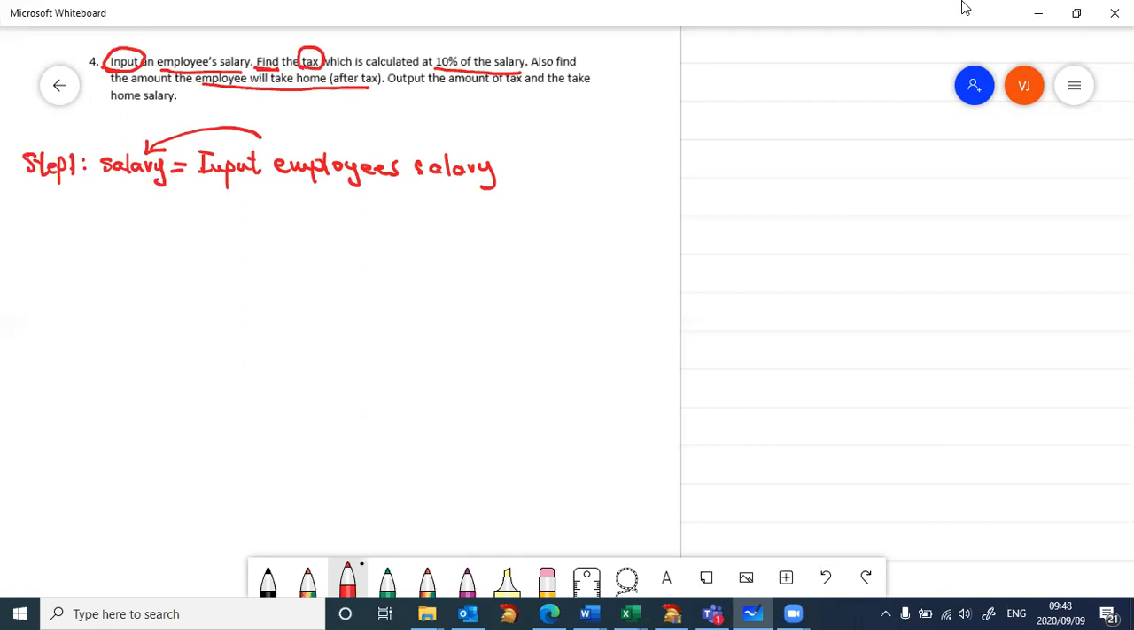So in step two, now we've got the salary. Find the tax. So step two wants us to work out the tax. So the tax is equal to, the tax is calculated at 10% of the salary. Now you need to know your percentages. 10%, okay, if we are working out 10%, that is actually equal to 10 over 100. That is what 10% is equivalent to.